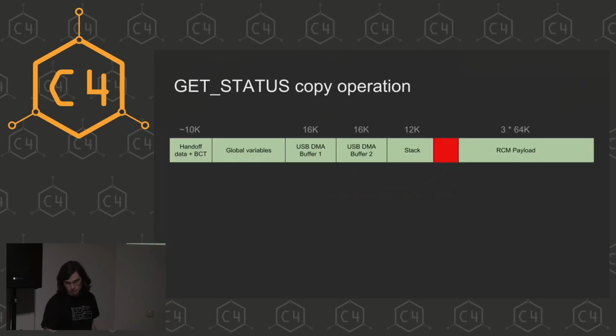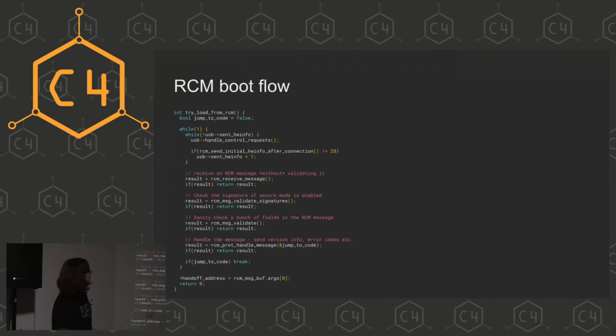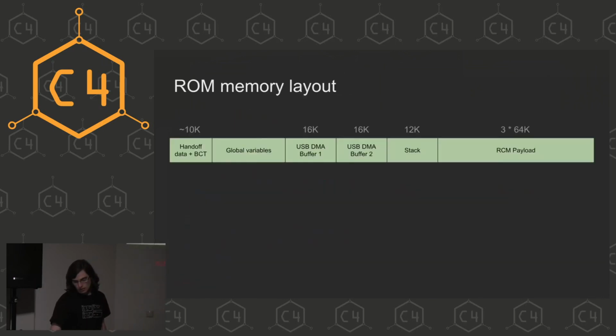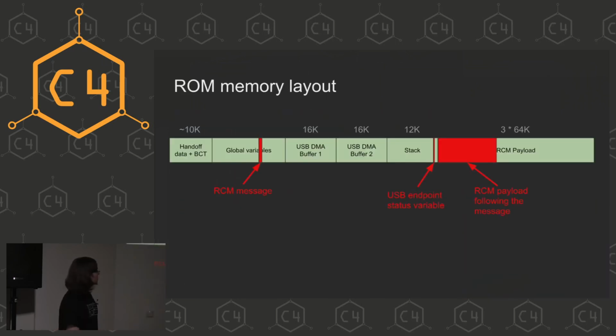And that RCM receive message function comes before RCM message validate signatures. So we don't even need a signature because it's never checked. And yeah, we just put our code here into that RCM payload, and yeah, we can use this RCM to execute our own code without any kind of signature checks.